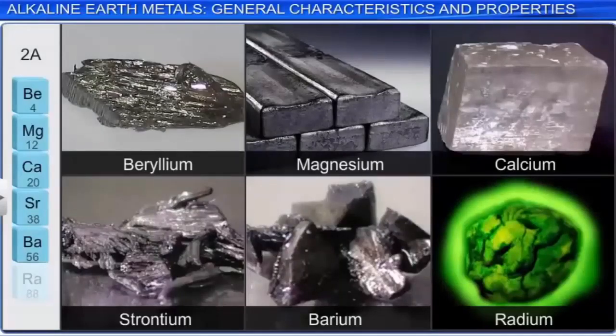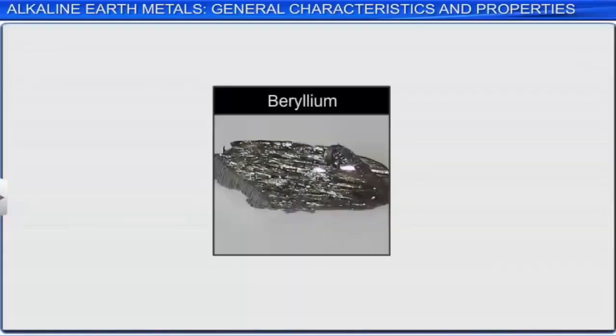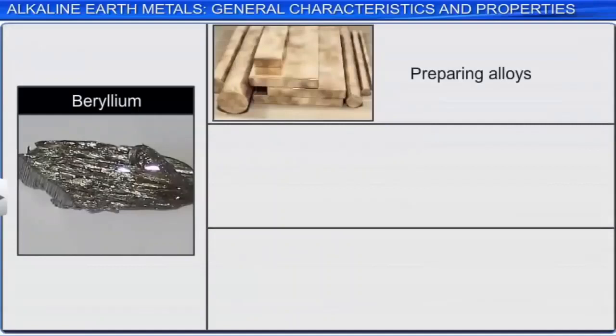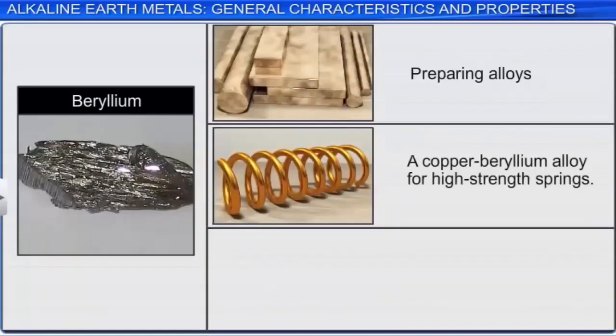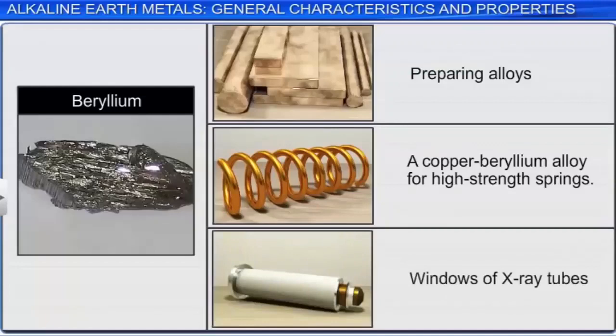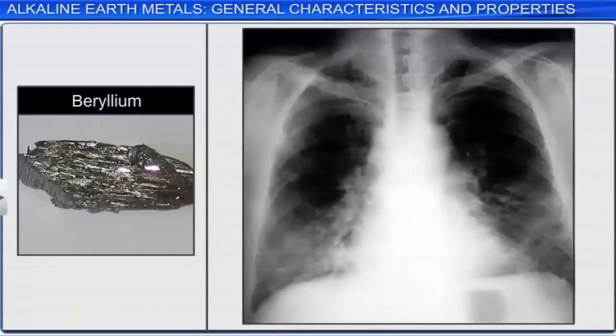The alkali earth metals are used for a variety of purposes. We'll wrap up this module with an overview of the uses of these metals. Beryllium is used in many industries. It is used to prepare several alloys. A copper beryllium alloy is used to manufacture high-strength springs. Metallic beryllium is used for the windows of X-ray tubes.